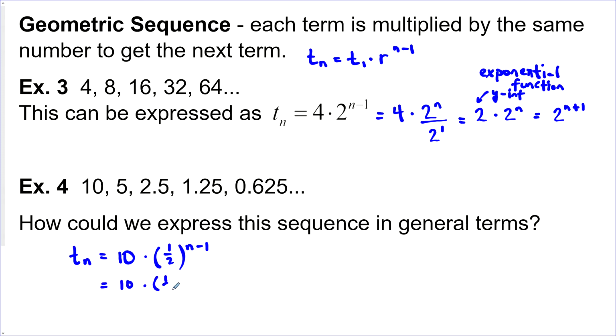So we've got 1/2 to the power of n and 1/2 to the power of negative 1. Instead of putting it in the denominator, I could just separate it like this. Now if I've got negative 1, that's going to flip this around, and so it's really 10 times 2. So that would be 20 times 1/2 to the power of n. So if we were going to consider this as an exponential function, that would be the y-intercept.